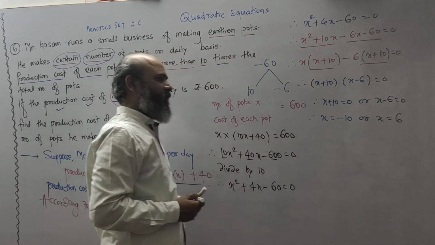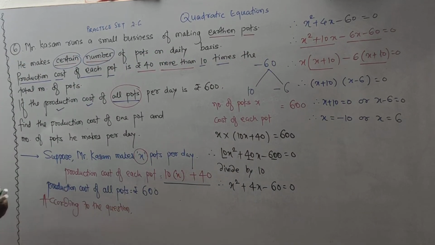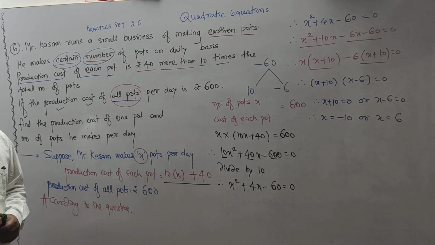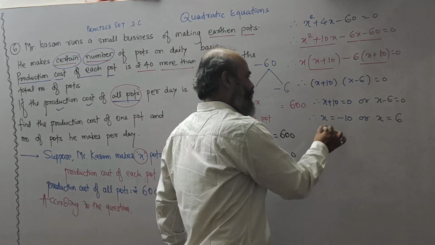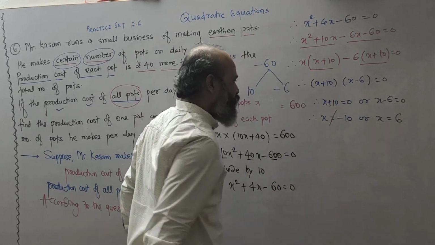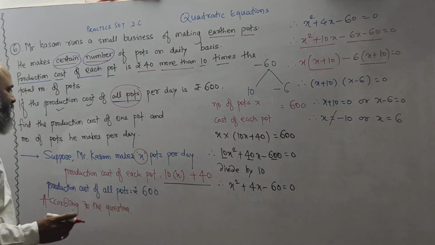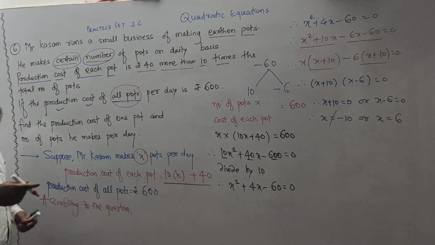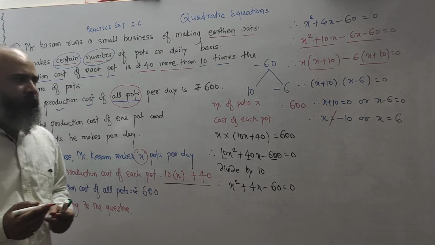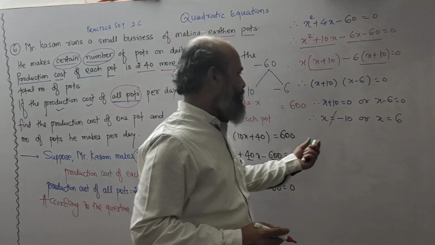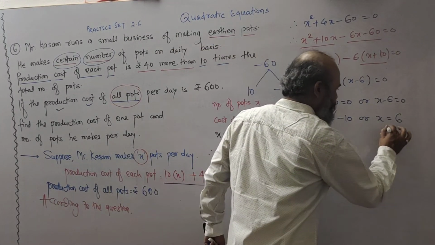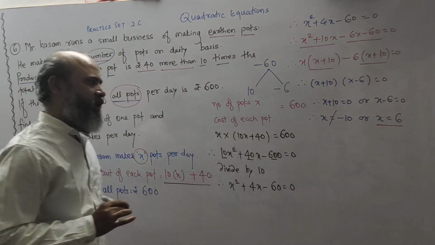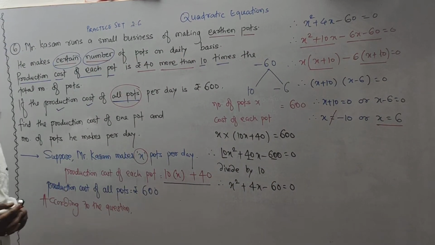Now we have two values, x is equal to minus 10 or x is equal to plus 6. We are not going to consider x is equal to minus 10, because x is the number of pots and the number of pots cannot be negative. So we will consider x is equal to 6. X is the number of pots.